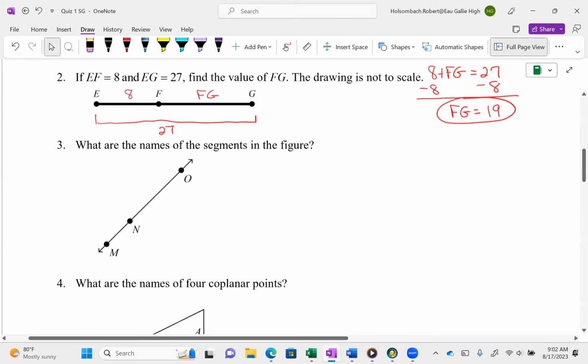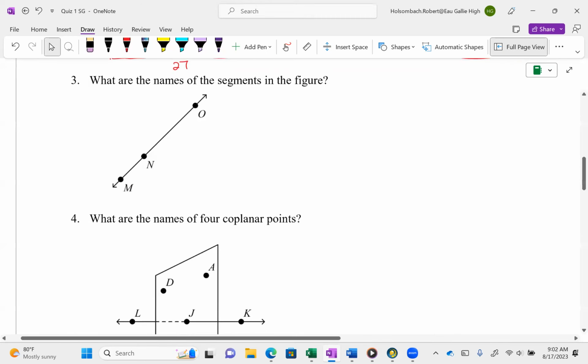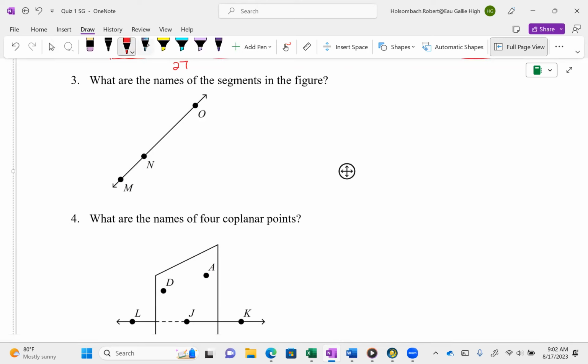Right, number three. What are the names of the segments in the figure? There's three of them, okay? We've got, let's see, I'll highlight it. We've got M to N, don't we? So we've got MN. We've got N to O. And what's the third segment? Very good. The entire piece, isn't it? All right, MO.